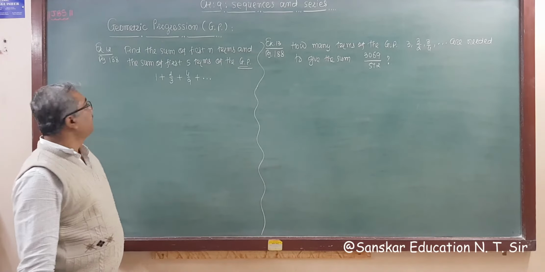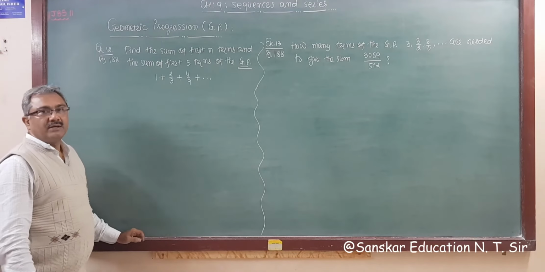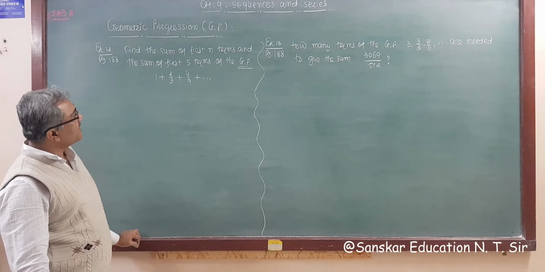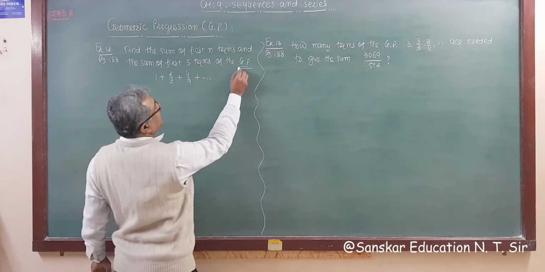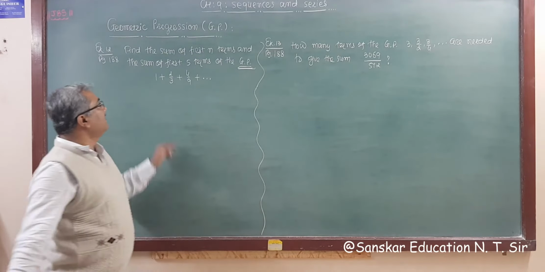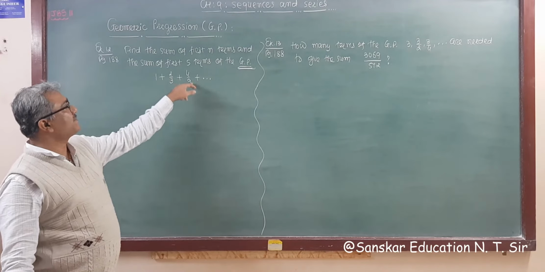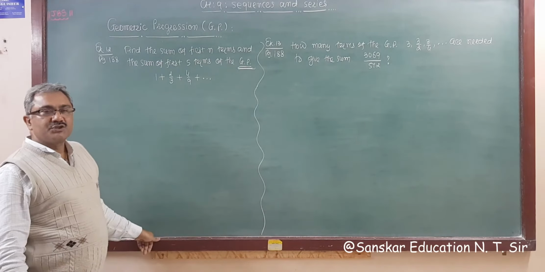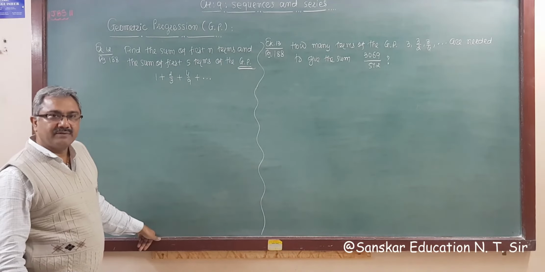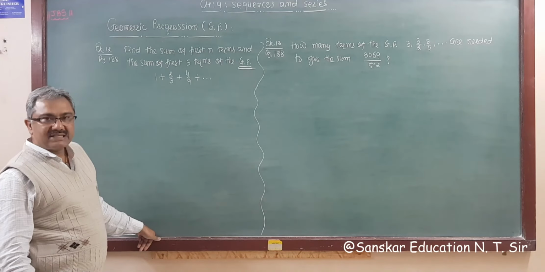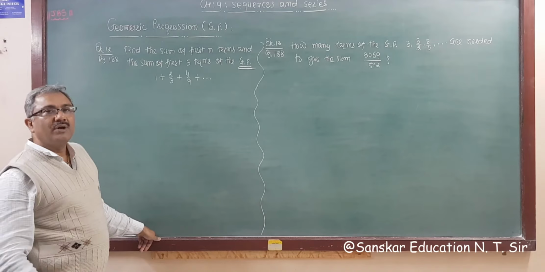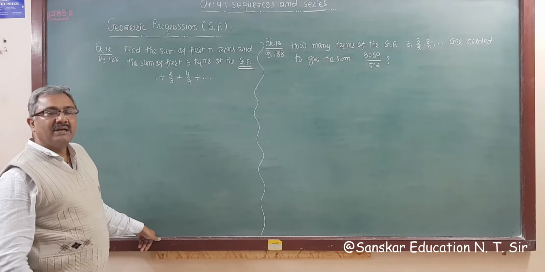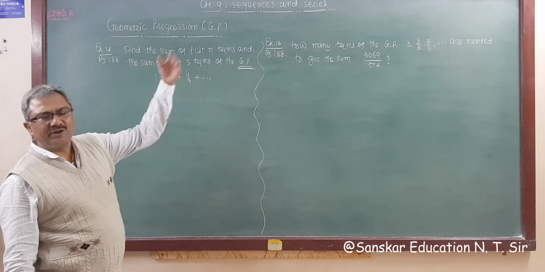Example number 12, page 188. The question is: find the sum of the first n terms and the sum of the first 5 terms of the GP 1 plus 2 by 3 plus 4 by 9 plus so on. We did this type of question in earlier videos. We did examples like this. There you are given the first term a and common ratio r, and we have to find the n term as well as the fifth term, second term, whatever it may be.